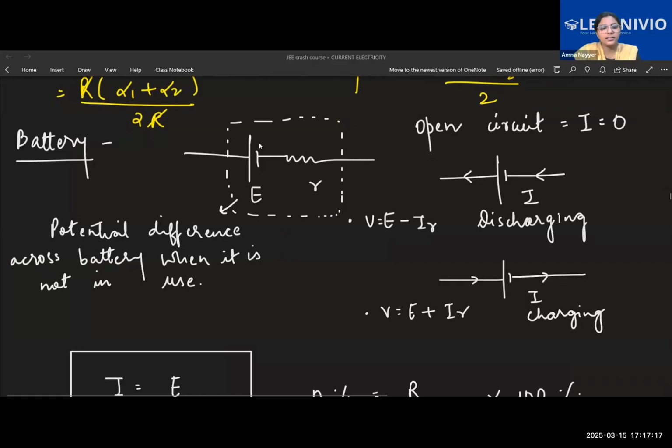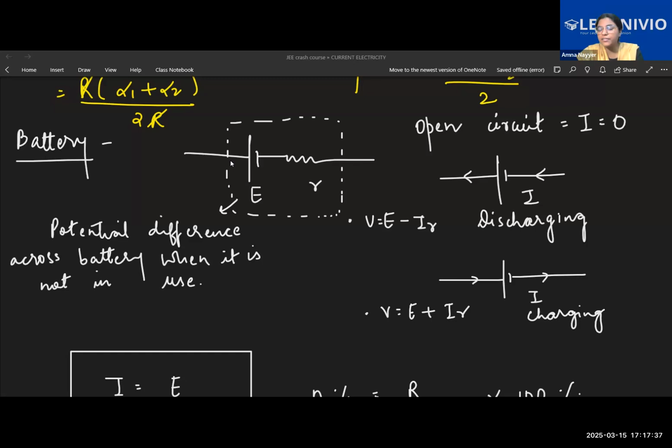All right, let's start with batteries. Current we have seen, current density we have seen, drift velocity we have seen, Ohm's law we have seen, and variation with temperature also we have seen. Now, in a battery, you will have an internal resistance along with it.